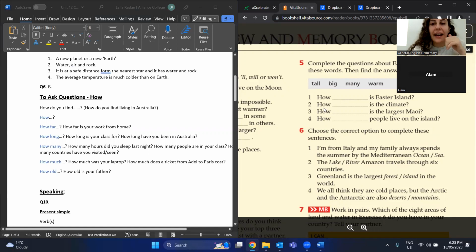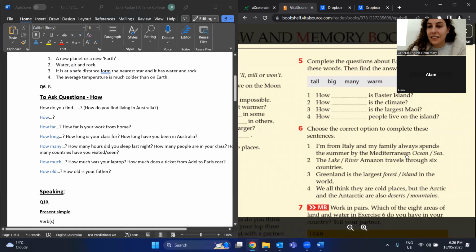Number 2, how warm is the temperature, is the climate? How warm? Number 3, how cold? Sorry, tall. How tall? How many people live on the island? How many?